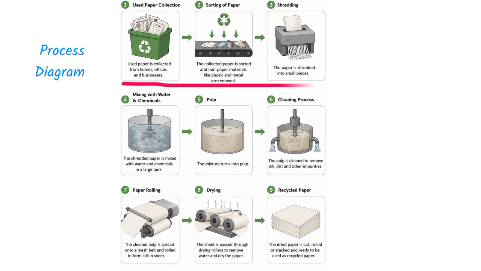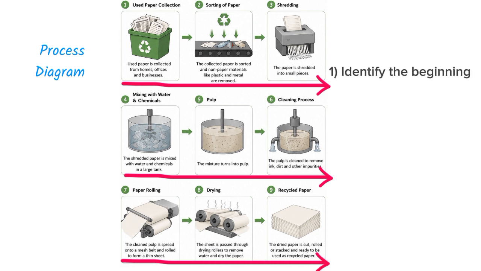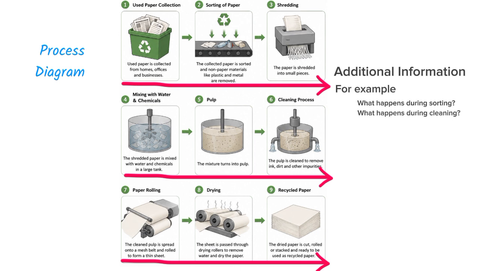Each process consists of several stages. The first thing you need to do is identify the beginning and the end of the process. In our case, the process begins with the collection of used paper and ends with the production of recycled paper ready for reuse. You can also see that the diagram contains additional information for almost every stage. For example, it explains what happens during sorting, cleaning, and drying. However, when you first look at the diagram, you should mainly focus on understanding the order of stages.